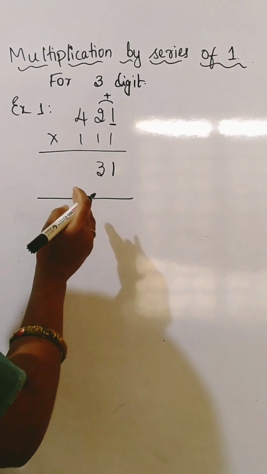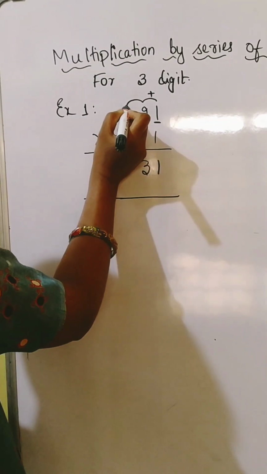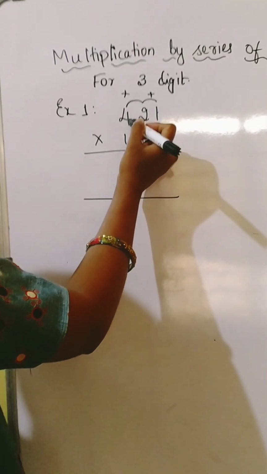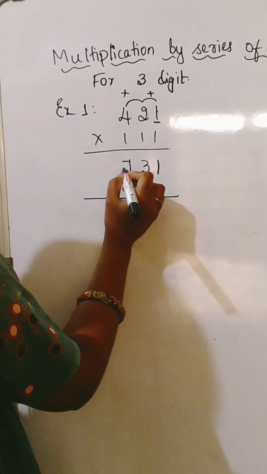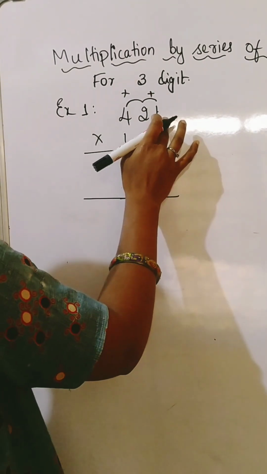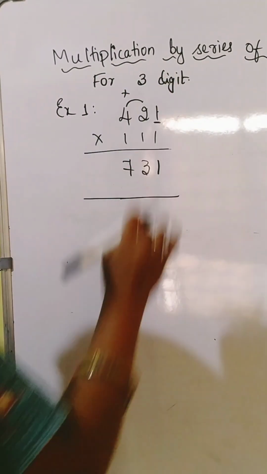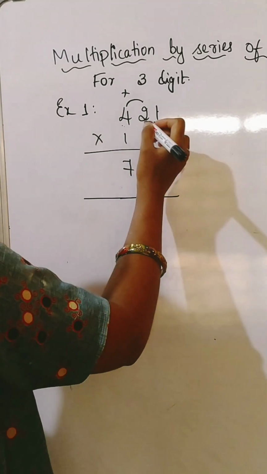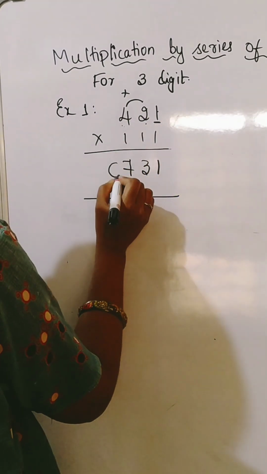Next step, step 3, to get the hundreds place number, you have to do addition. 1 plus 2 is 3. 3 plus 4 is 7. This 7 you have to write here. Then the fourth step. To do the fourth step, you have to remove this. Only these two numbers you have to add. 4 plus 2 is 6.